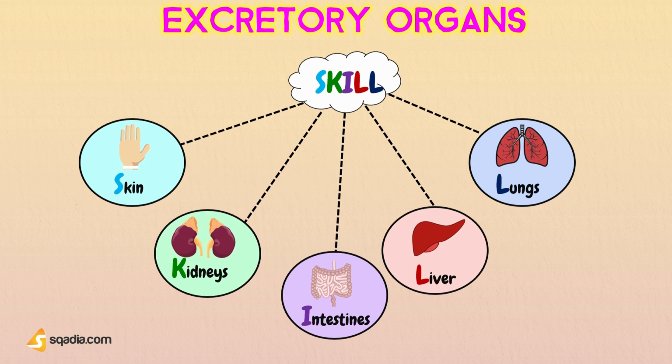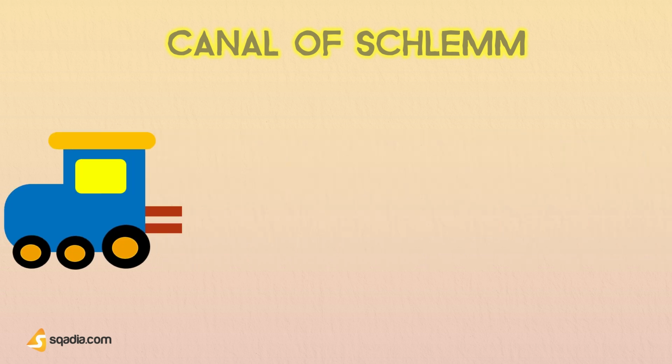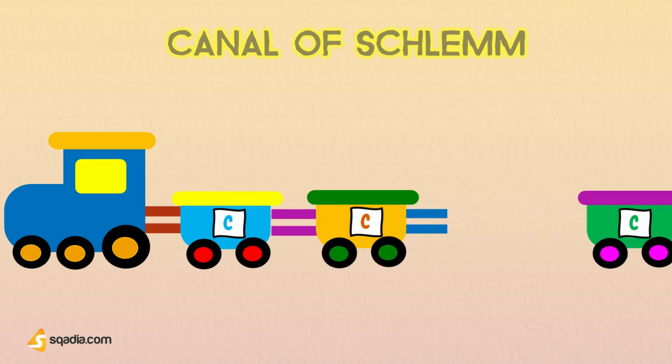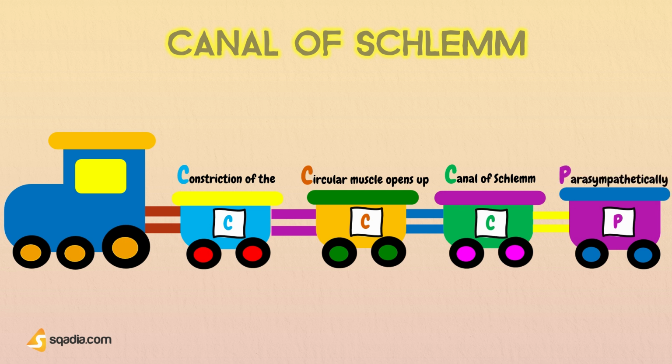Now, do you know what is Canal of Schlemm? Well, the canal is a space at the sclerocorneal junction. It drains the aqueous fluid away from the anterior chamber. Any increased resistance to this flow will cause a rise in intraocular pressure. Here's a handy description. C, P. Constriction of the circular muscle opens up the Canal of Schlemm parasympathetically.